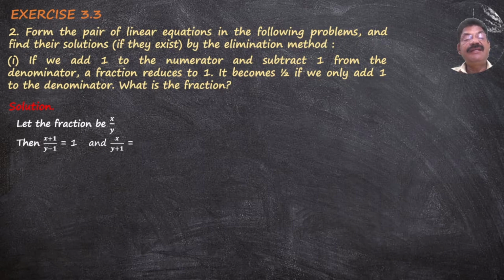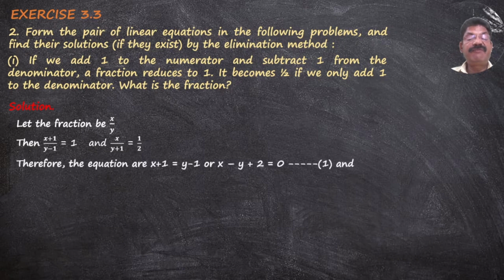Then we are given x plus 1 divided by y minus 1 is equal to 1 and x divided by y plus 1 is equal to 1 by 2. When you cross multiply and simplify, you get the equation x minus y plus 2 is equal to 0 as equation number 1 and 2x minus y minus 1 is equal to 0 as equation number 2.